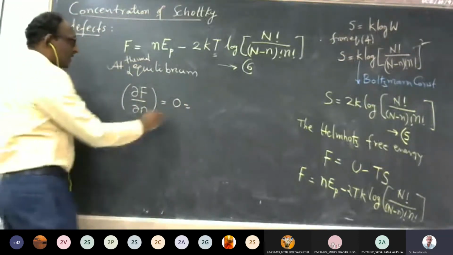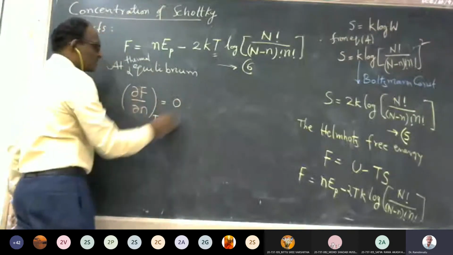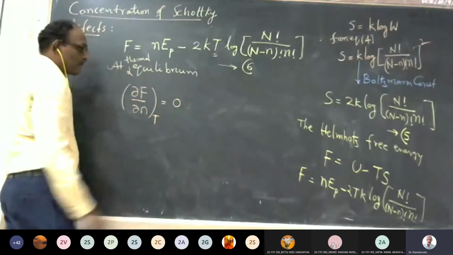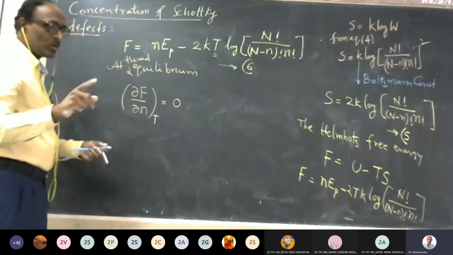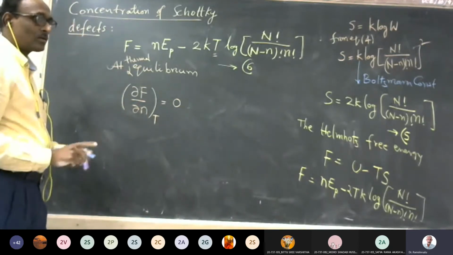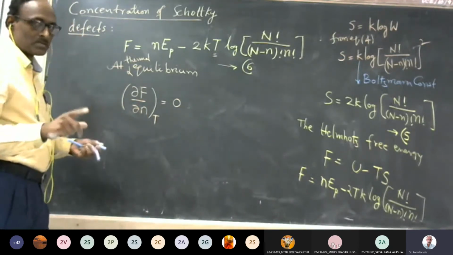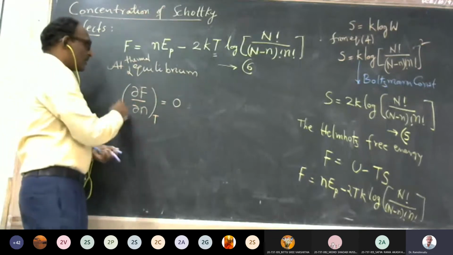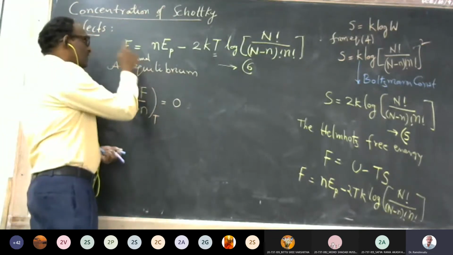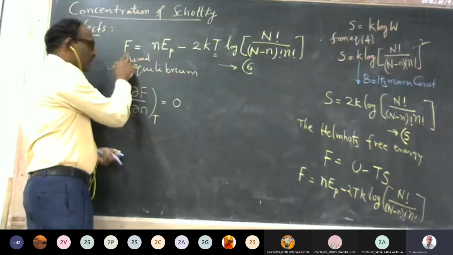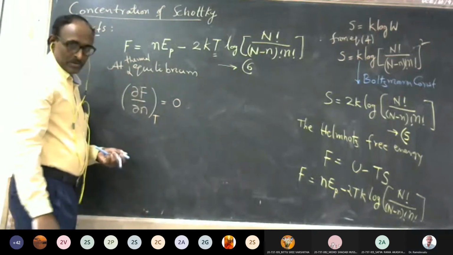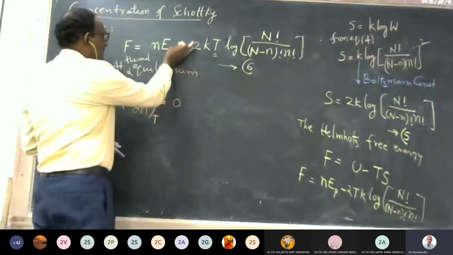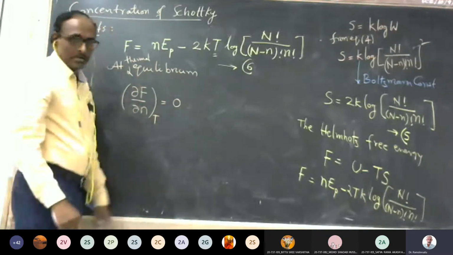Okay? At thermal equilibrium, this must be equal to 0, because at equilibrium no more new defects are formed. Our total number of defects remains constant. As the total number of defects is constant, the free energy is constant. Therefore, the derivative of a constant is 0. So I have to now differentiate this and find it out.